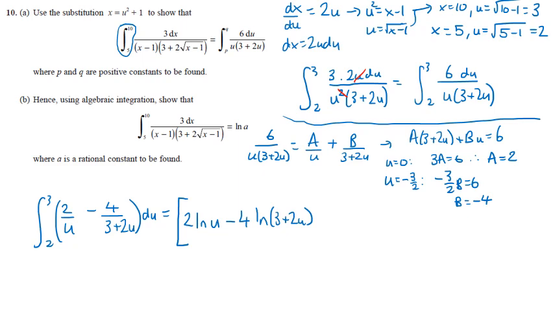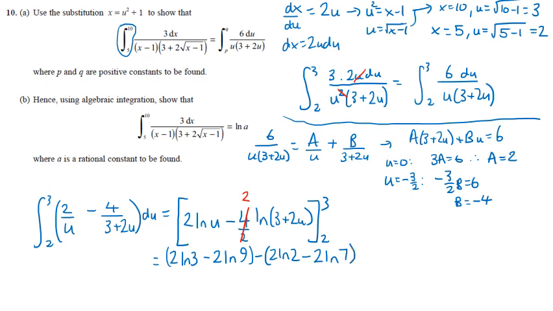And then because of the reverse chain rule, we need to also divide by the derivative of the inner function, so dividing by 2 there. And then integrating that from 2 to 3. We can simplify that a little bit more: 4 over 2 is 2. So 2 log 3 minus 2 log of 3 plus 6, 9 from the upper limit, and then minus 2 log 2 minus 2 log of 3 plus 4, which is 7. So we get that.